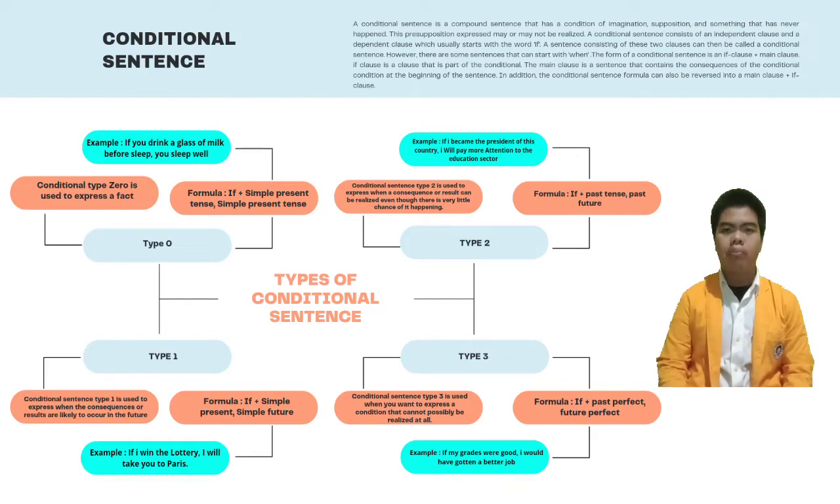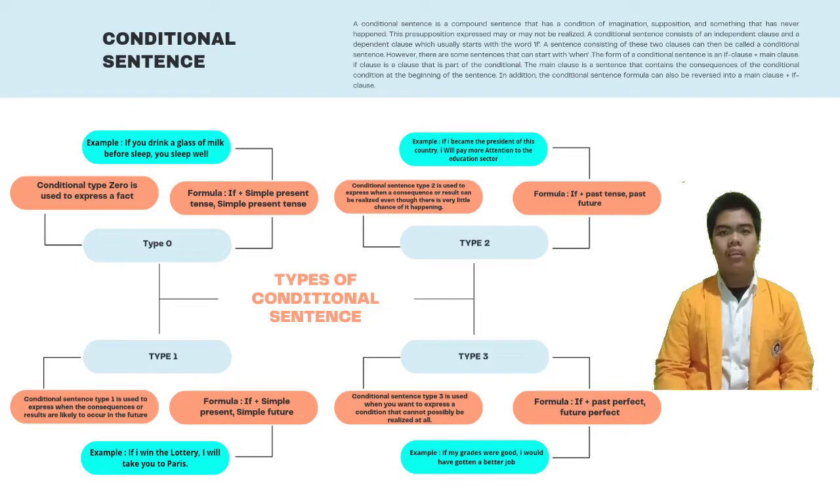The example sentence from conditional type 0 is: if you drink a glass of milk before sleep, you sleep well. The example sentence is correct because it is a fact and is based on the conditional type 0 formula, namely if. You drink a glass of milk before sleep is a simple present tense, and you sleep well is a simple present tense.